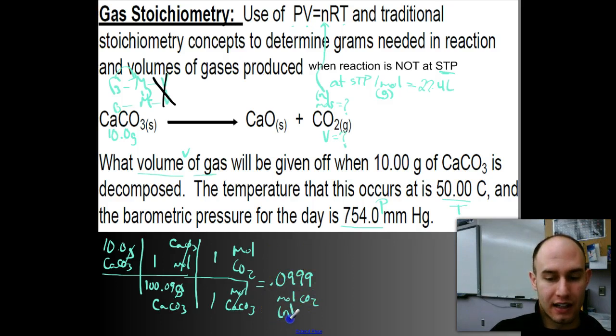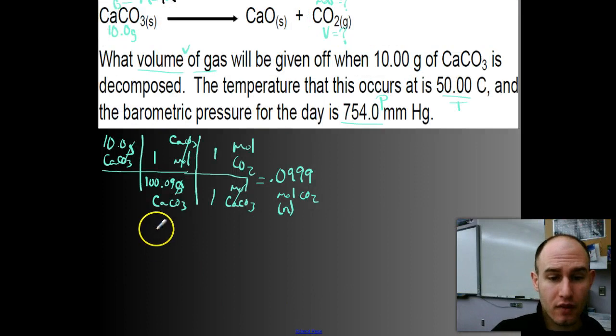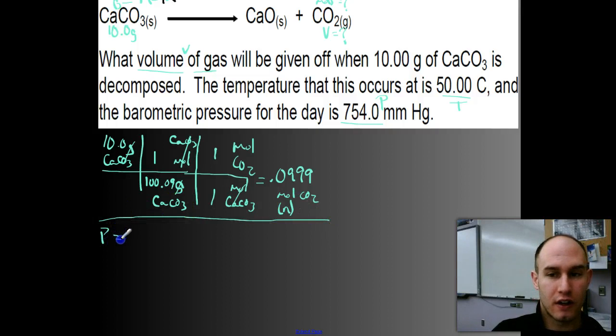Remember, moles is N. So I now know moles, and I'm given this temperature and this pressure. R is a constant. I can now solve for the volume of this amount of moles of CO2. So let's go ahead and do that here. I'm going to, again, identify my variables. Pressure is given at 754 millimeters of mercury. Remember, all of my pressure units have to be in atmospheres. So I'm going to convert millimeters of mercury to atmospheres.